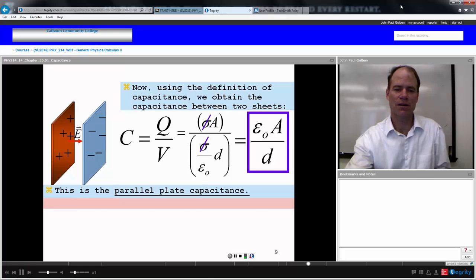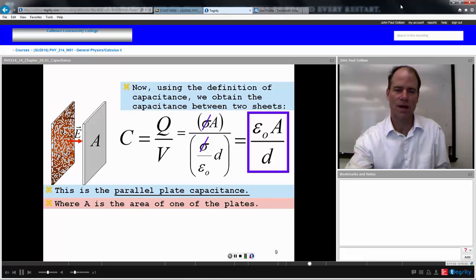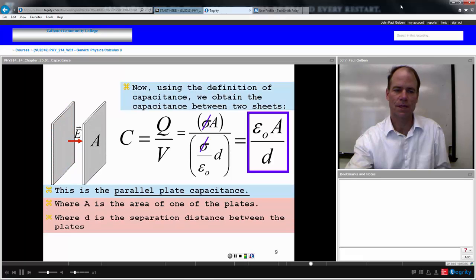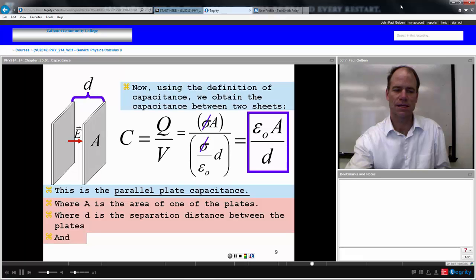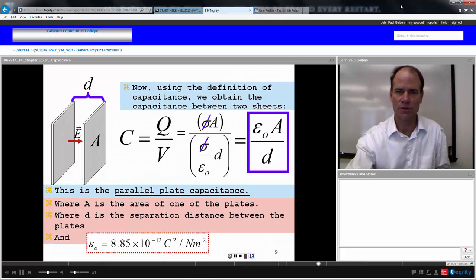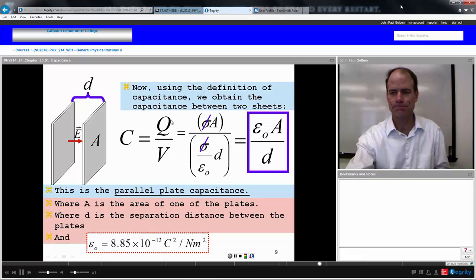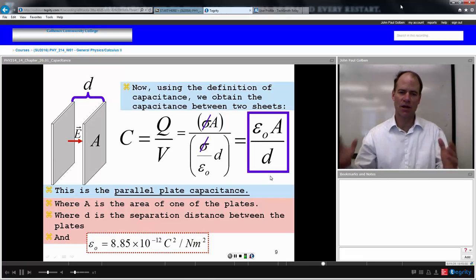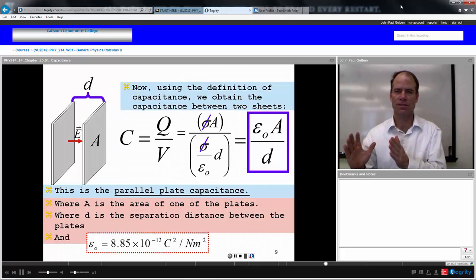So this is the parallel plate capacitance, where A is the area of one plate, D is the separation distance, and epsilon naught is the permittivity of free space, that famous universal constant that you know and love, 8.85 times 10 to the minus 12 coulomb squared per Newton meter squared. What's neat about this result is, again, it only depends on geometric factors. How big are the plates, A, and what is the separation distance between the plates, D.